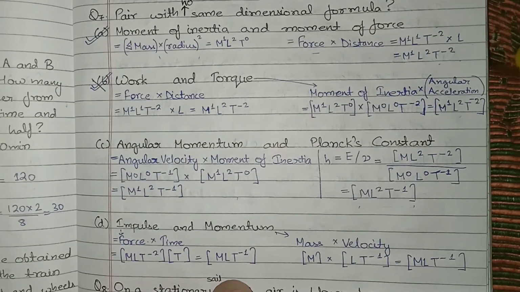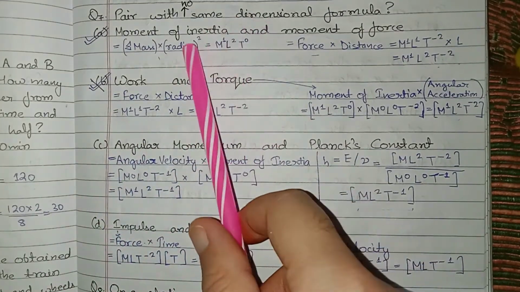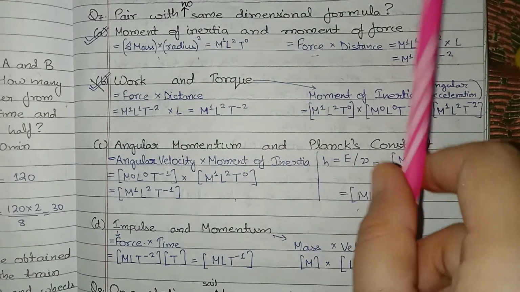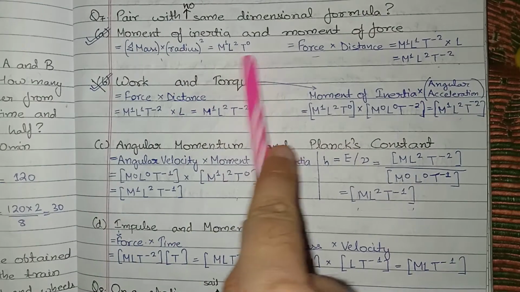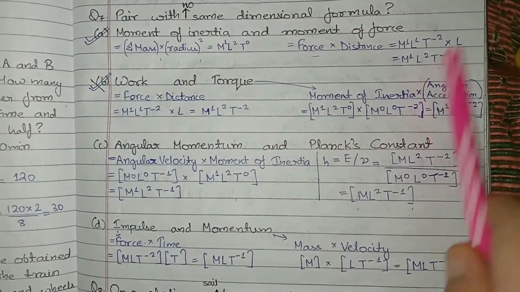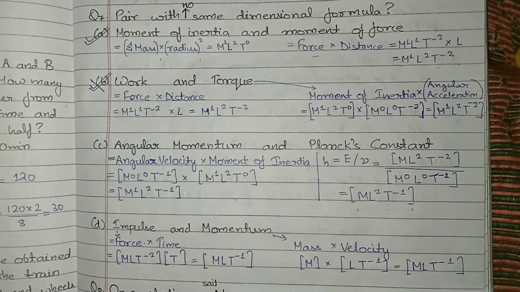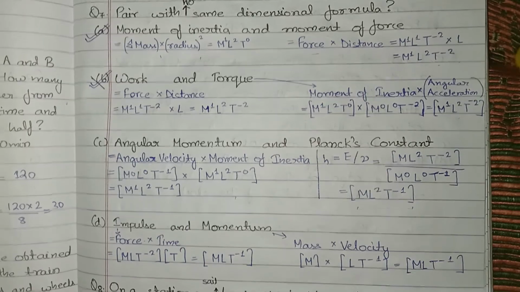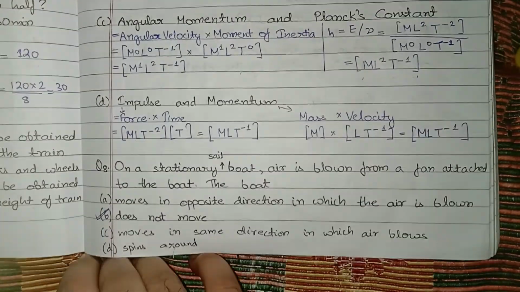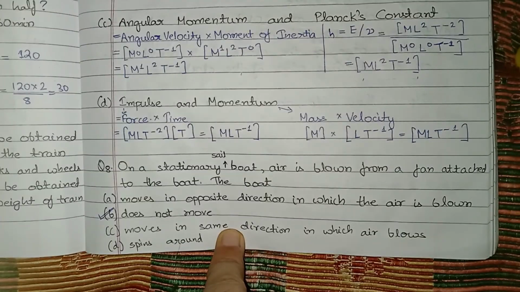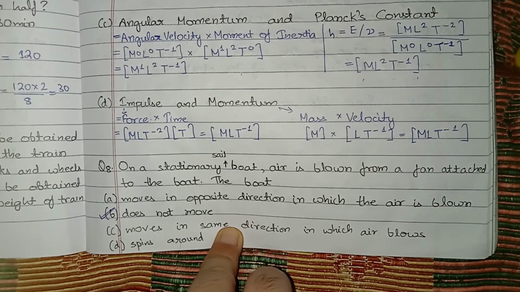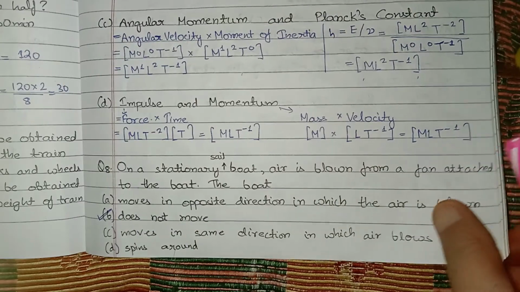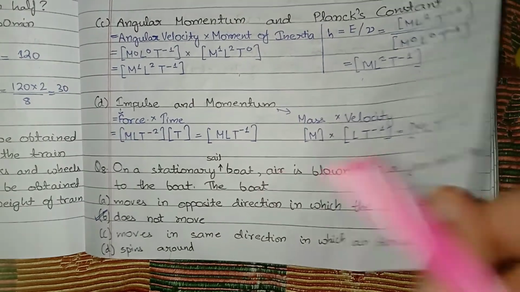Then dimensional formula. We had to select a pair with the same dimensional formula. The answer is this. The formulas used and the dimensional formulas obtained are all mentioned, and you can go through all of them once. This question is an application of Newton's third law of motion. Very simple and basic question. You can go through it.